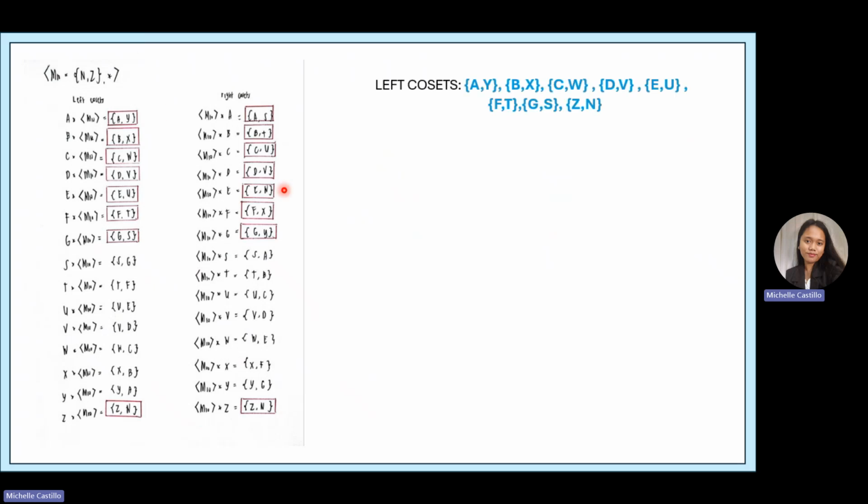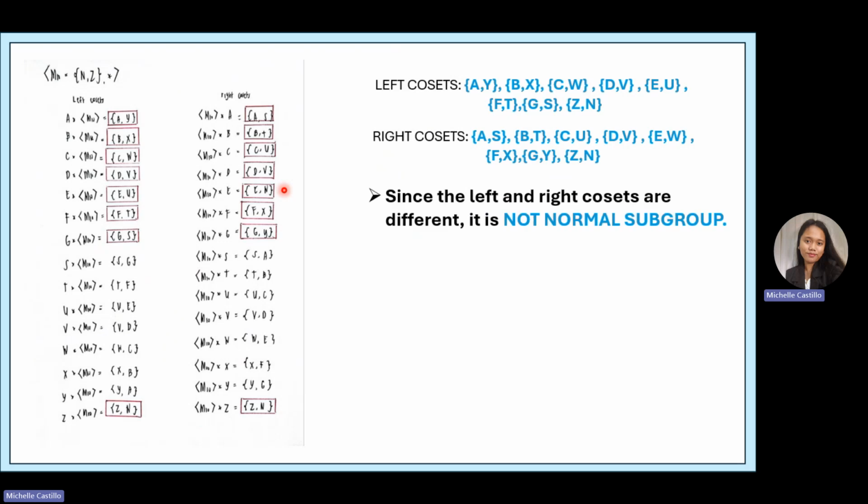For left cosets, we have A, Y, B, X, C, W, D, V, E, U, F, T, G, S, and Z, and N. Then for the right cosets, we have A, S, B, T, C, U, D, V, E, W, F, X, G, Y, and Z, and N.